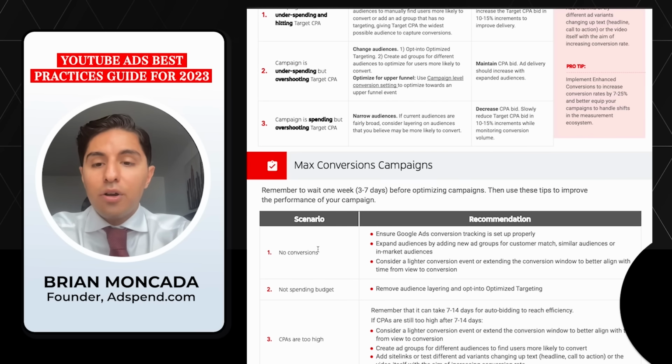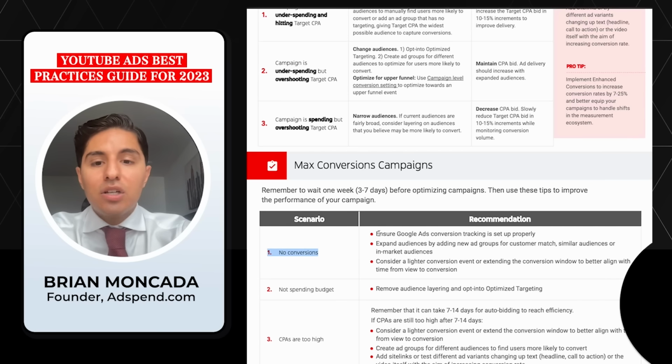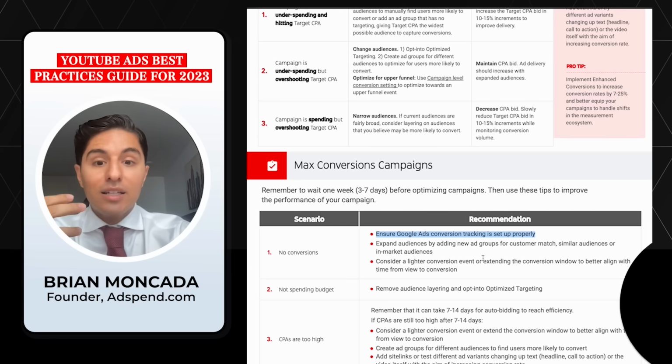Then use these tips to improve the performance of your campaign. Okay, so scenario 1, max conversion campaigns. You're getting no conversions. Recommendation: ensure Google Ads conversion tracking is set up properly. Make sure you're actually tracking things properly, your leads, your opt-ins, your booked calls, right? Make sure your tracking is set up properly.